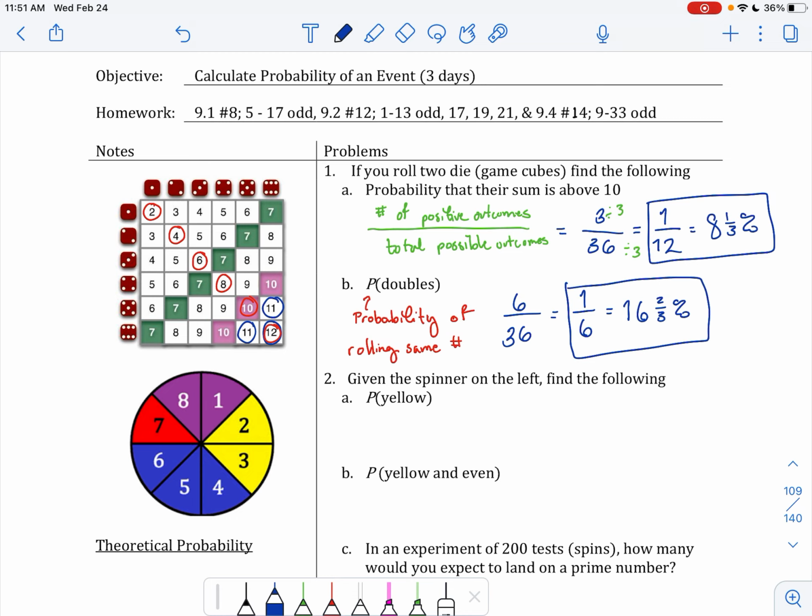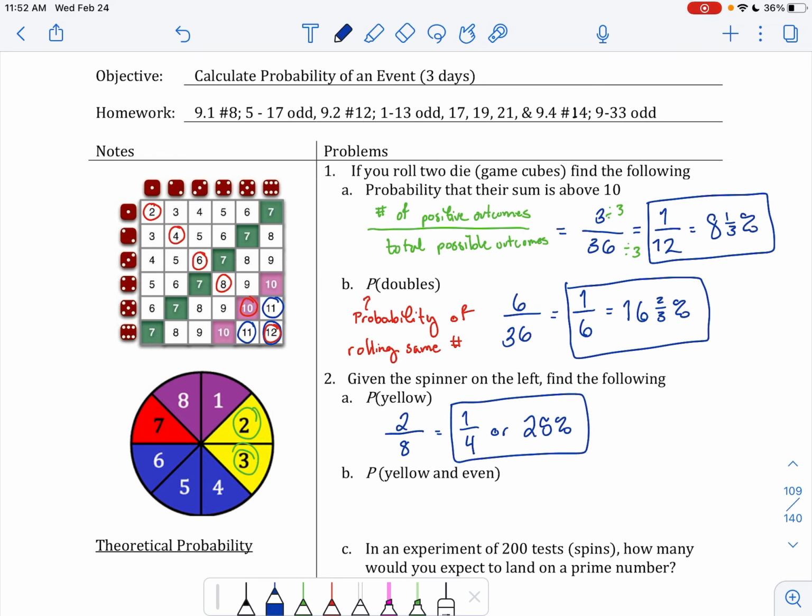Now, you might also have probability with a spinner. Looking at the spinner on the left, it's like if you're playing a board game with your friends. Given the spinner on the left, find the following. The probability of yellow. We've got 2 sections that are yellow, so that would be 2 out of 1, 2, 3, 4, 5, 6, 7, 8. So the probability of landing on yellow is 1 in 4, or again, as a percent, that's 25%.